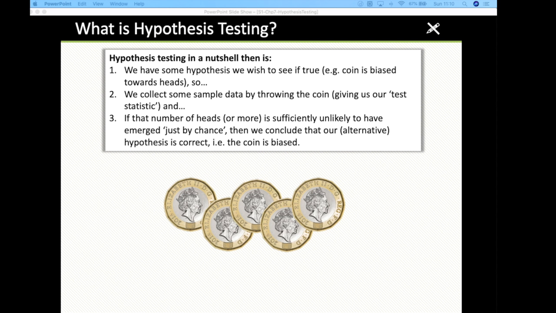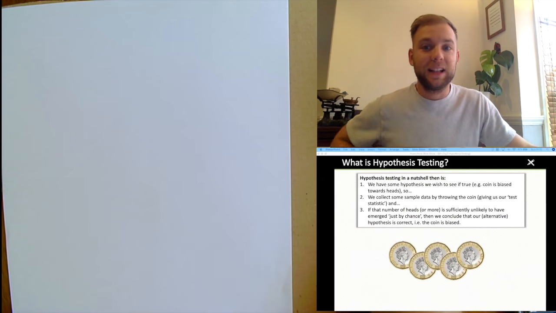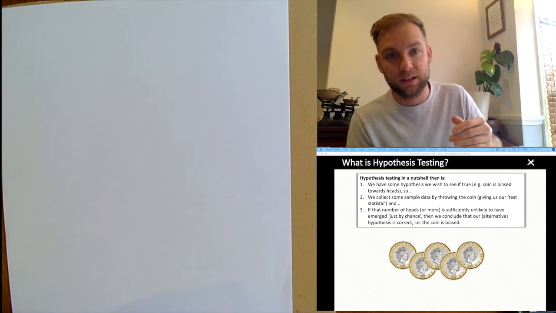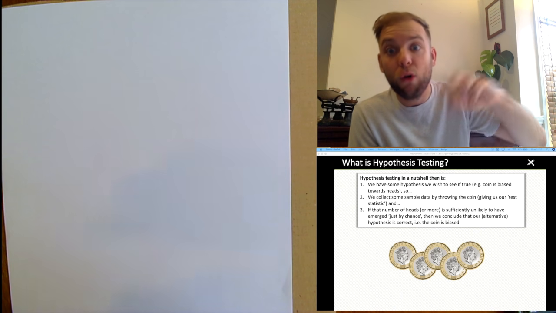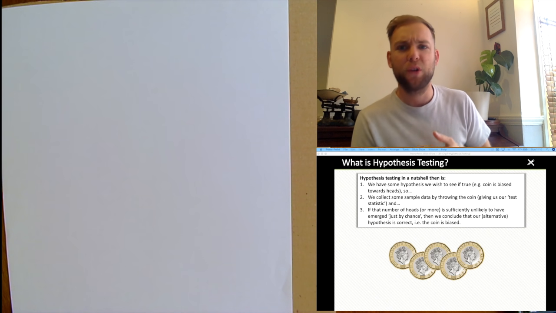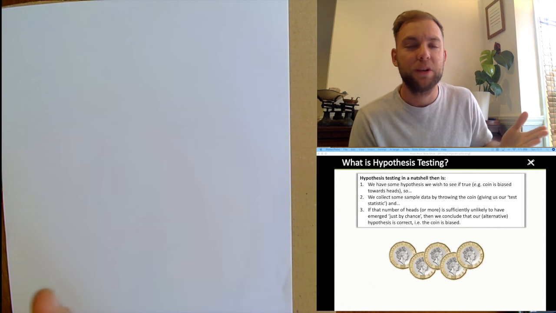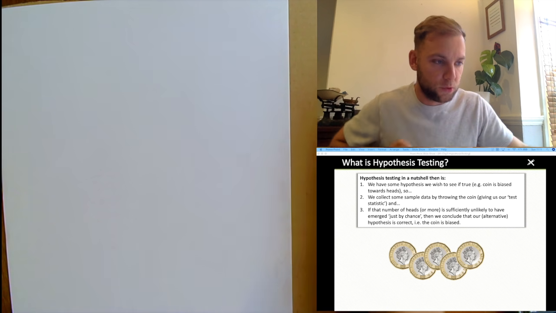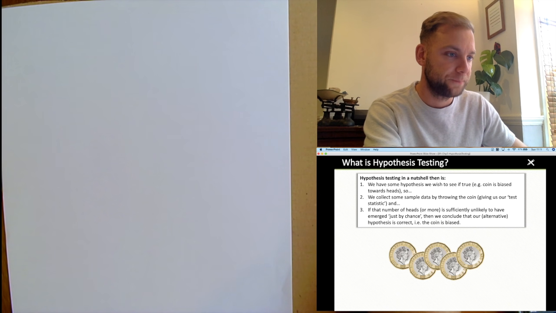If the number of heads is sufficiently unlikely to have emerged just by chance, then we conclude that our alternative hypothesis is correct. So if we get loads of heads here, then what we're saying is that the chances of getting 9 or 10 heads out of 10 is so small that the coin must be biased. Now, that's biased towards heads. If it was the other way around, we could say that actually I've got no heads at all, in which case it must be biased towards tails. Or we can do either end, but we'll talk about that with the two-tailed test a little bit later.